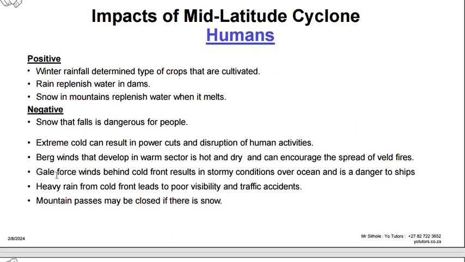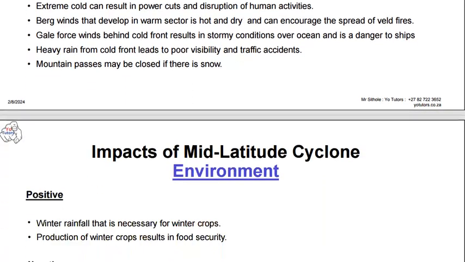We'll talk about this when we talk of the coastal low, and when we look at subtropical anticyclones, we'll also discuss how big winds are formed. But we need a coastal low, which is the middle cyclone that we're talking about. Then gale force winds are also dangerous to ships, and heavy rainfall causes poor visibility and can cause traffic accidents. Then mountain passes may close if there is snow.